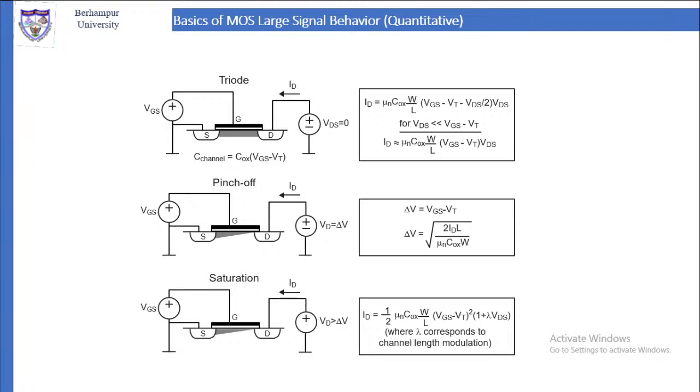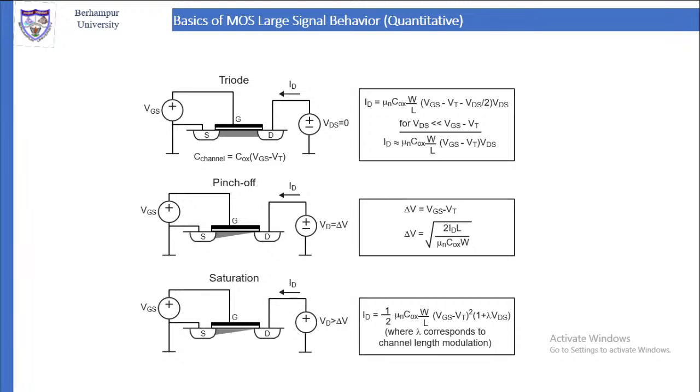In the pinch off region, delta V you can find out as delta V is equal to VGS minus VT. Delta V will be the square root of 2 ID L divided by mu n C0x W. I hope you know what W and L are: L is the channel length, W is the channel width. So delta V is equal to this.